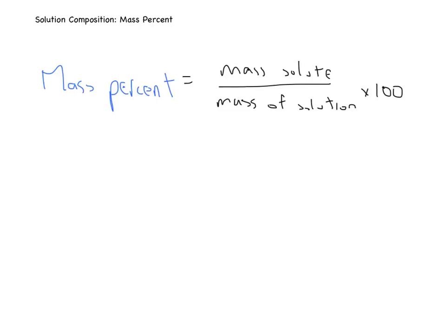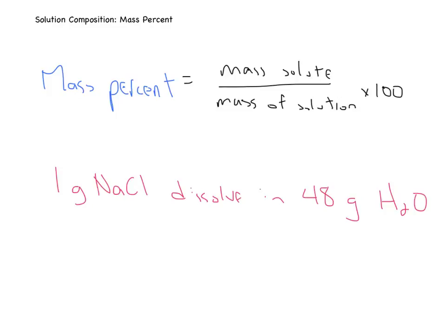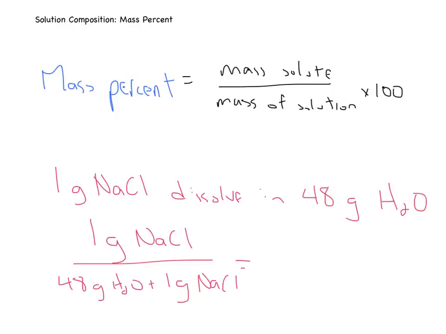So for example, let's do an example here. Let's say we had 1 gram of NaCl and it was dissolved in 48 grams of water. What is the mass percent? All we would have to do is do 1 gram of NaCl divided by 48 grams of water plus 1 gram of NaCl, and then we're going to times that by 100. And that will give us our mass percent, which comes out to 2.0% NaCl.